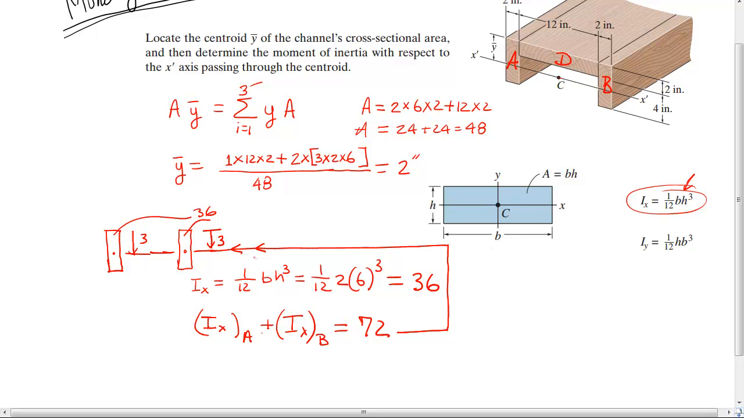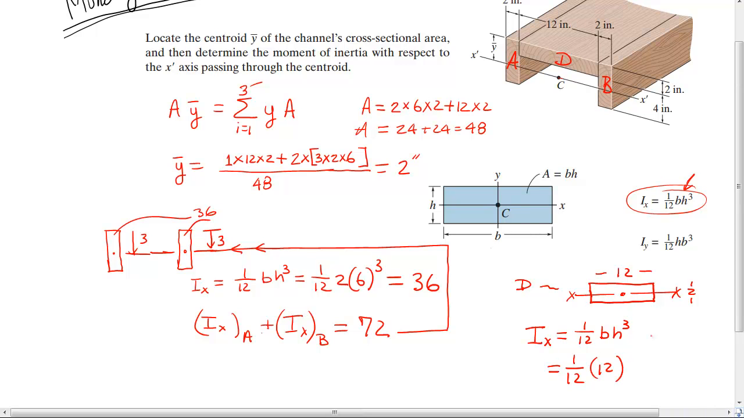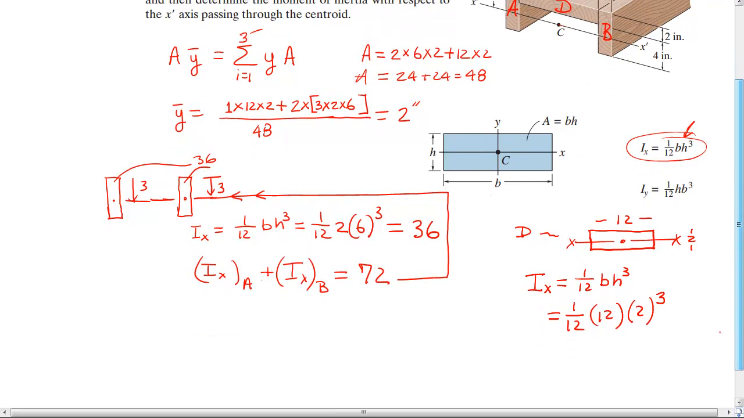Now, let's look at the top section, D. Okay, so we're looking at the top section, D right here, and it looks like this. It's 12 across, it's 2 down, dot right there in the middle. So you're finding about the X here, the Ix there, is, guess what, 1/12 base times height to the third, but the base and the height are different. The base is 12, that's convenient, and then the height is just 2. So 2 times 2 is 4 times 2 is 8, so Ix of D is 8.